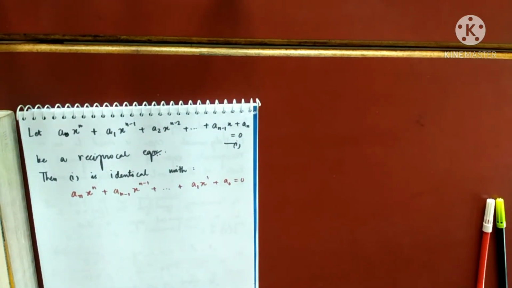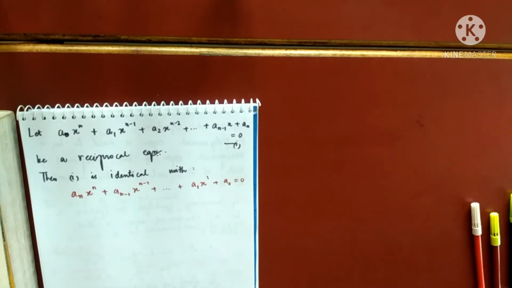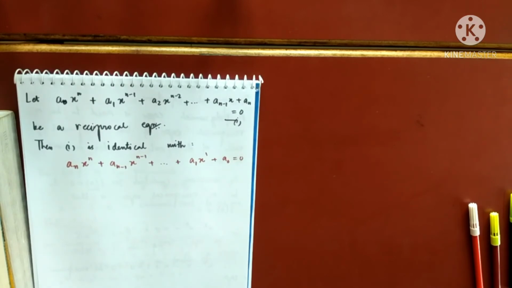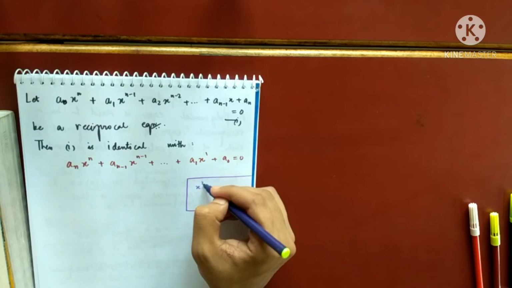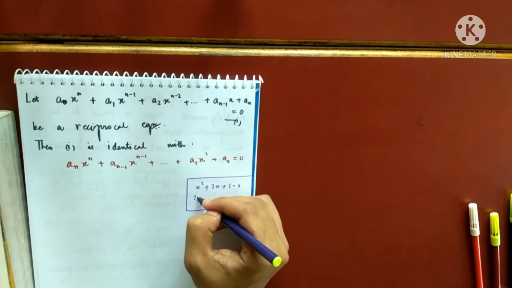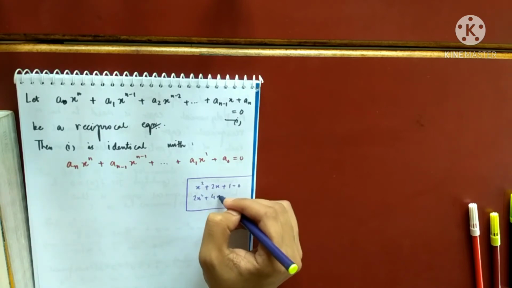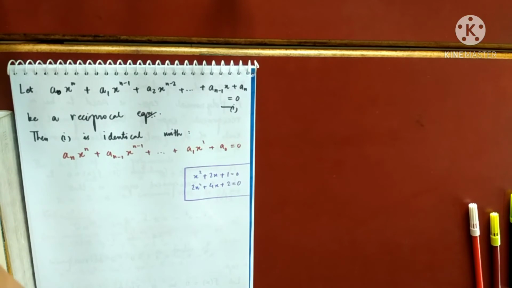Now you tell me, when are two equations identical? So let me ask you a simple thing. x square plus 2x plus 1 equals to 0. 2x square plus 4x plus 2 equals to 0. Are these two equations identical? x square plus 2x plus 1 equals to 0 and 2x square plus 4x plus 2 equals to 0. Are these two equations identical?